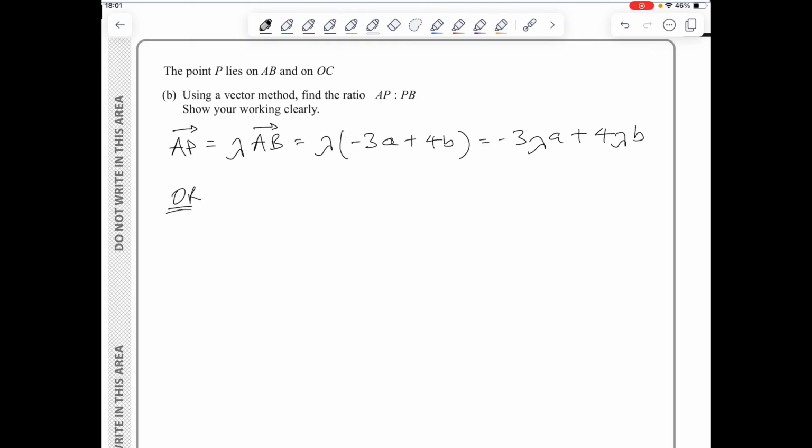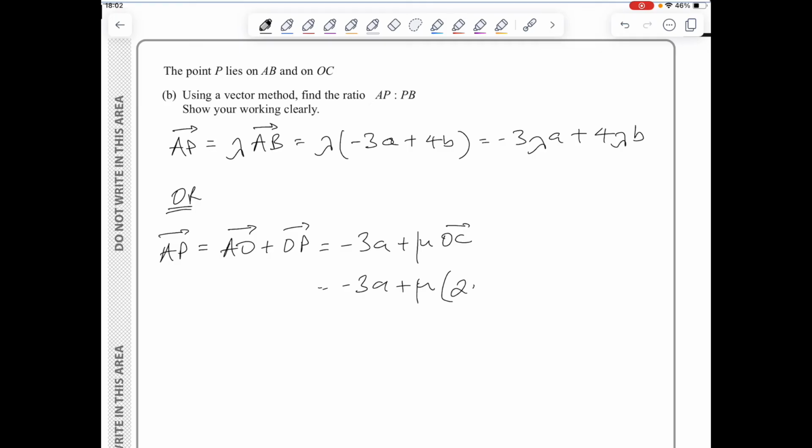Alternatively, I can find a different route for AP. I can go from A to O and then from O to P. Now AO is minus 3a and OP is fraction mu of OC. Now OC I found above, that's 2a plus 2b. Let's expand. Minus 3a plus 2 mu a plus 2 mu b.